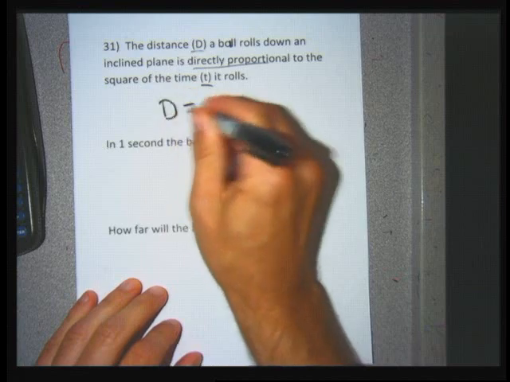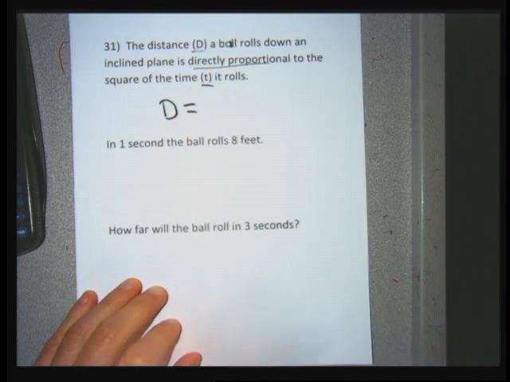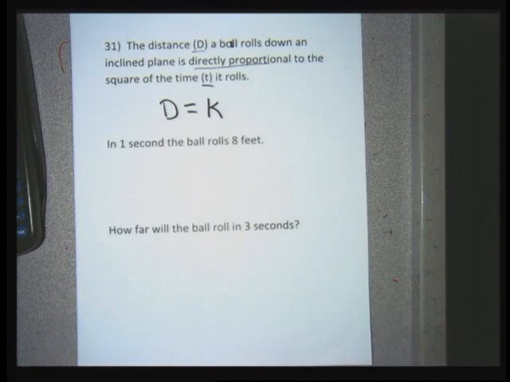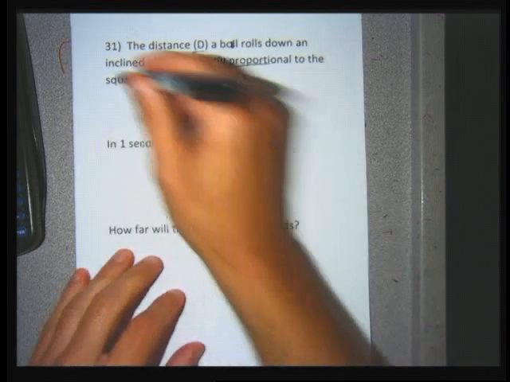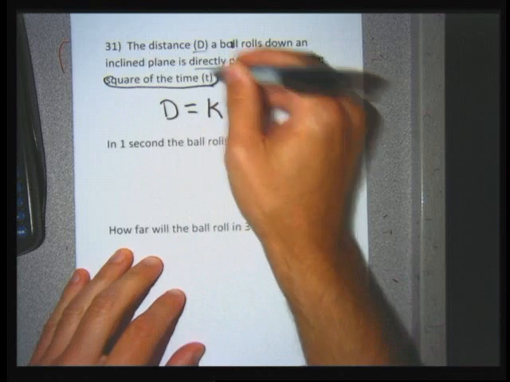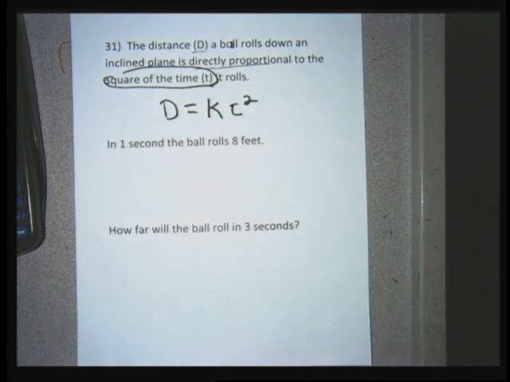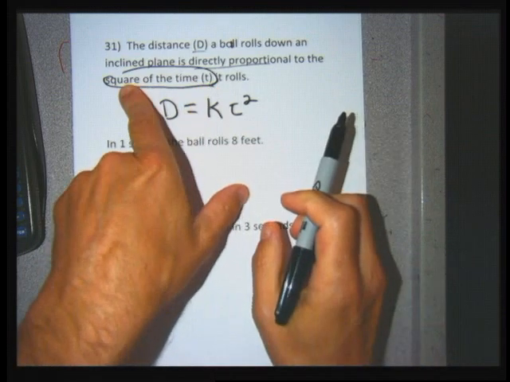So I'm going to write D for the first letter, the distance the ball rolls, a K because I need a K in all these problems. After the K, I need something to represent the square of the time the ball rolls, and I'm going to write that as T squared. So the equation that I need for 31, since it's directly proportional, I don't need a division. I only need one letter after the K. That letter is going to be T, and I need a square.